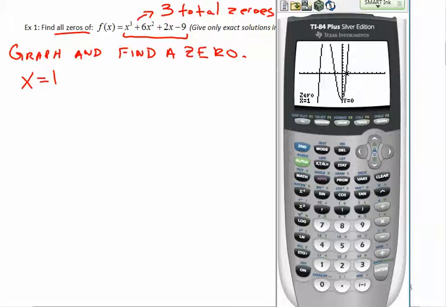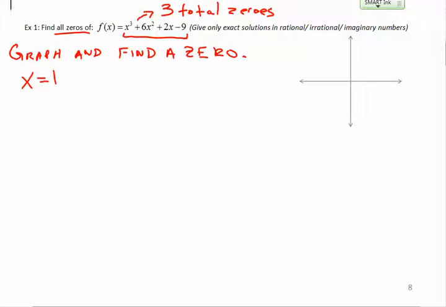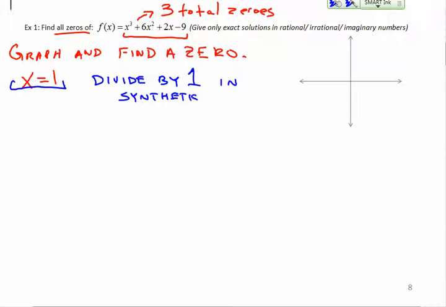And to find my other solutions, these are what you call irrational solutions. So I can't just take the calculator and calculate them using that same method and get an exact number for them. So what I need to do now is take the one solution that I did know, that 1, 0, and I'm going to divide by that using synthetic division. So I'm going to use that and divide by that in synthetic division.